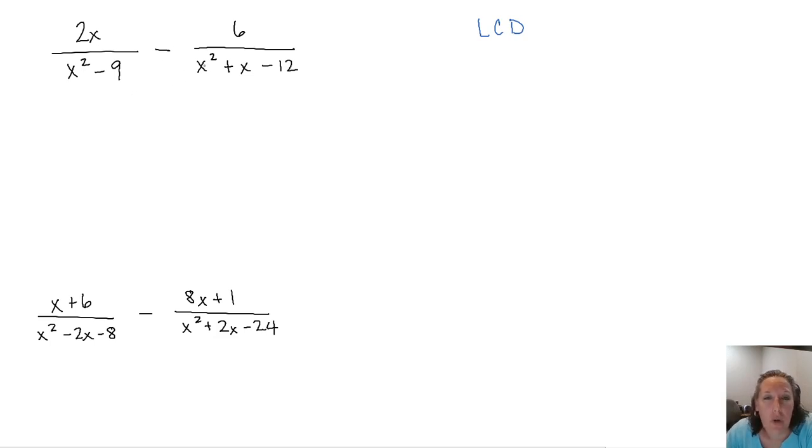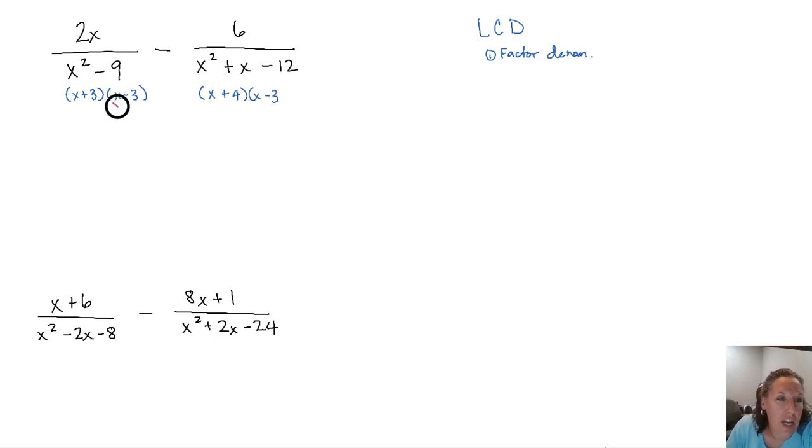So the first thing we always want to do when we're finding our LCD is factor the denominator on both fractions. So x squared minus 9 factors to x plus 3 and x minus 3. And x squared plus x minus 12, factors of negative 12 that add to a positive 1, that's going to be x plus 4, x minus 3.